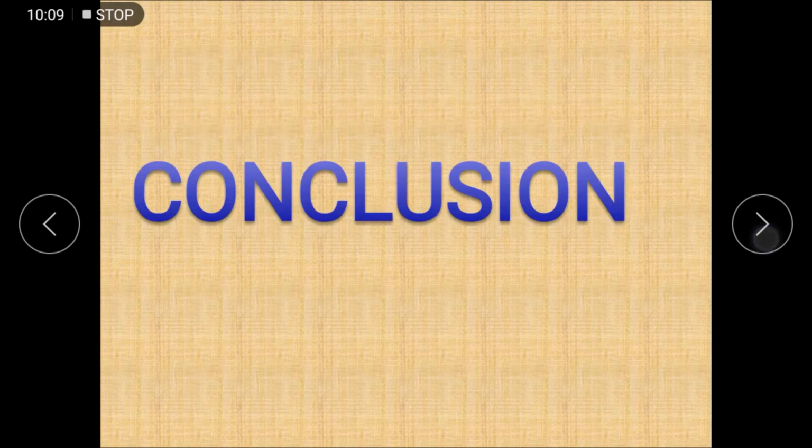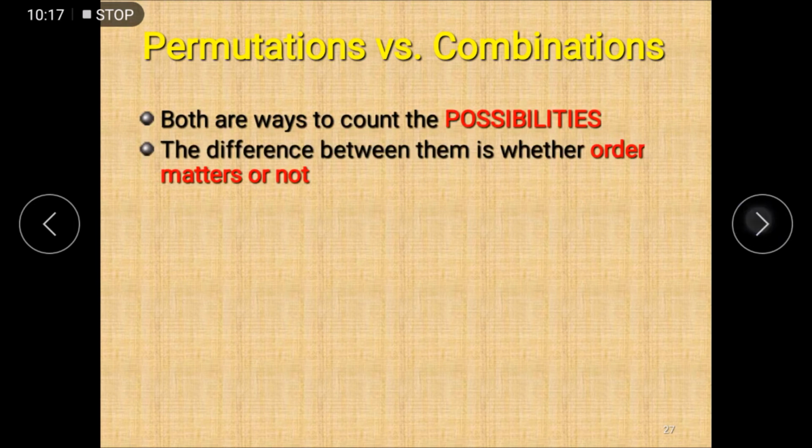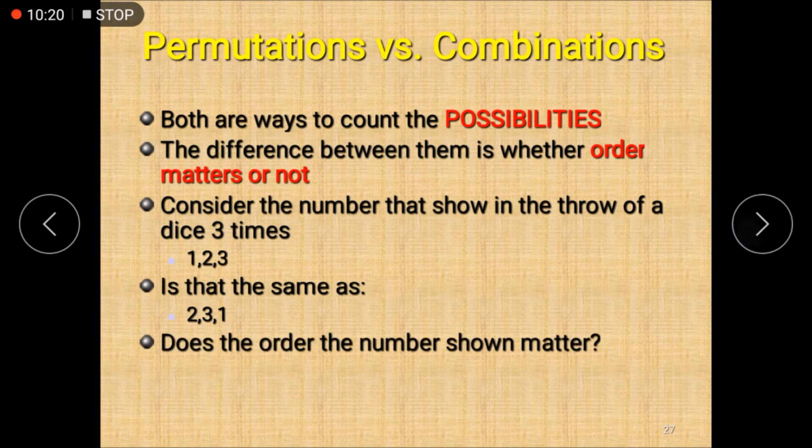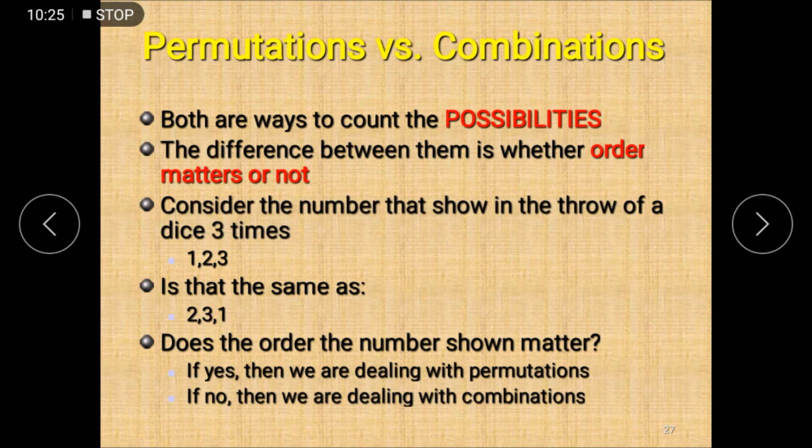Alright, so I have a bit of conclusion here. This is the difference between permutation and combination. You can just read it up, and I will share this slide with you. Both permutation and combination are ways to count possibility, the possibility of selecting or the possibility of arranging. The difference is whether the order matters or not. When the order does not matter, we use combination. If the order matters, we use permutation.